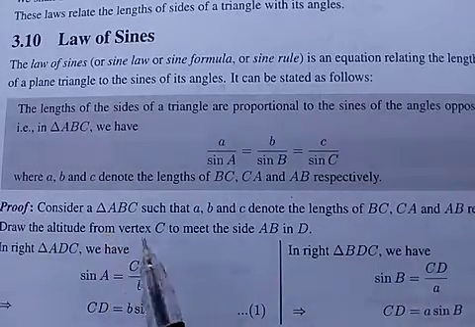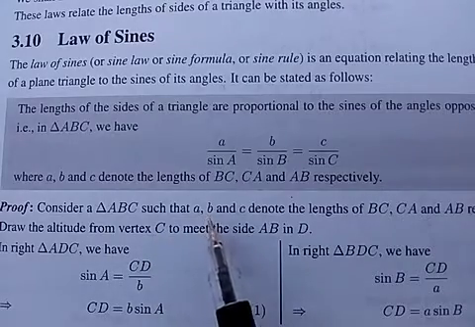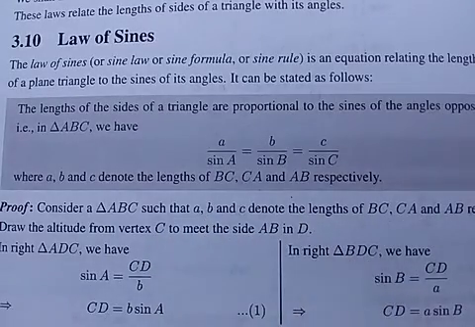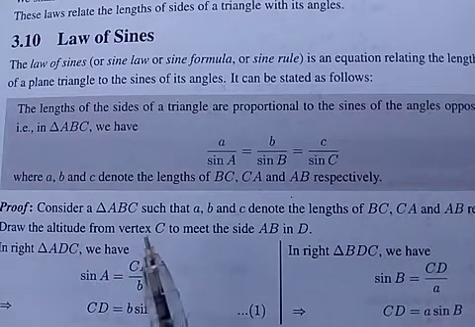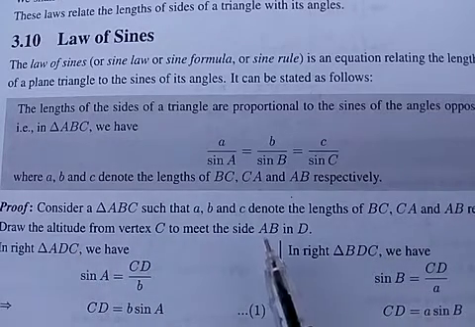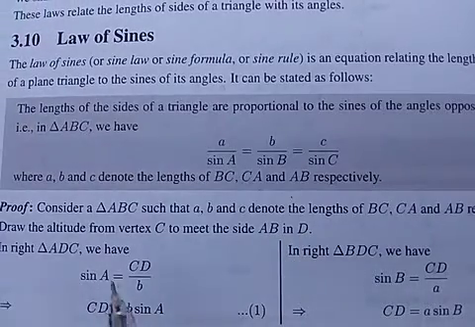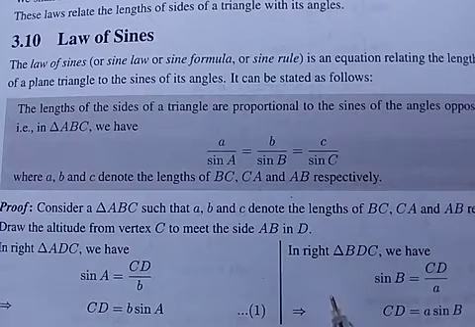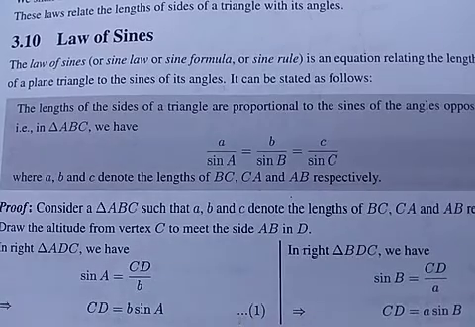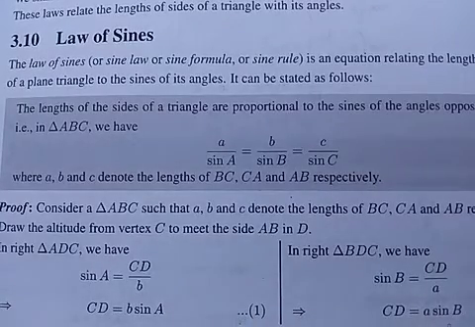Consider a triangle ABC such that a, b and c denote the lengths of BC, CA and AB. Draw the altitude from vertex C to meet the side AB in D. In triangle ADC we can find sin A. In triangle BDC we can find sin B. Then CD equals b sin A, we can make equation 1, and CD equals a sin B, we can make equation number 2.